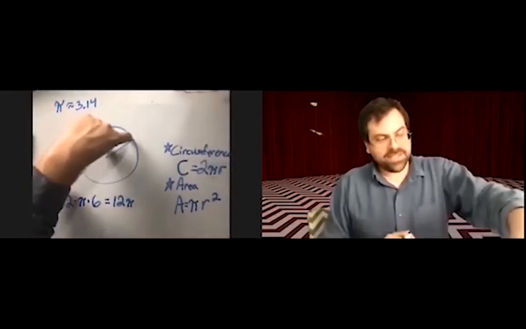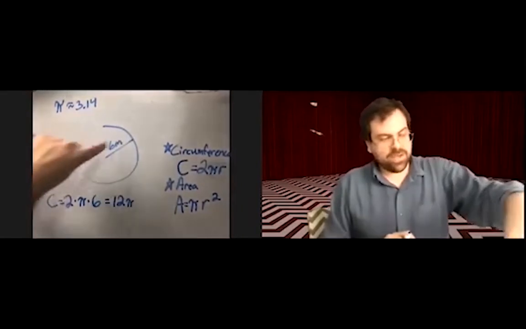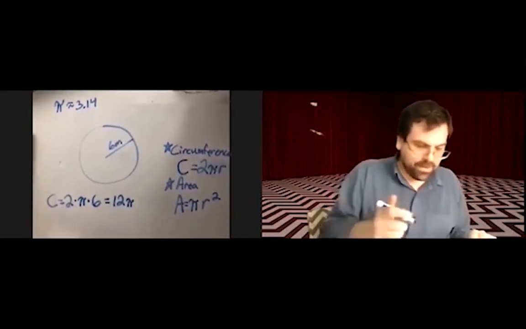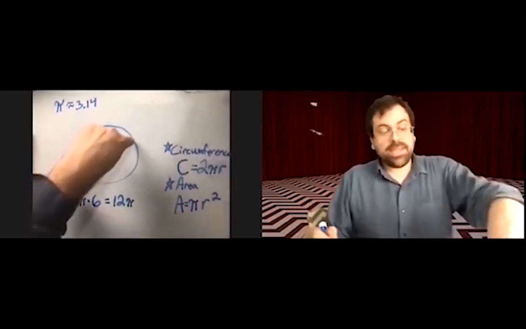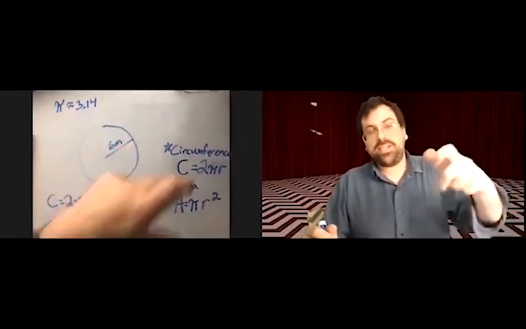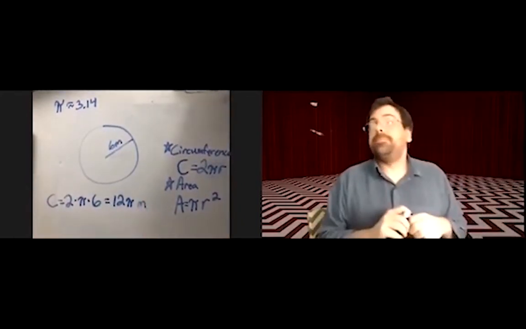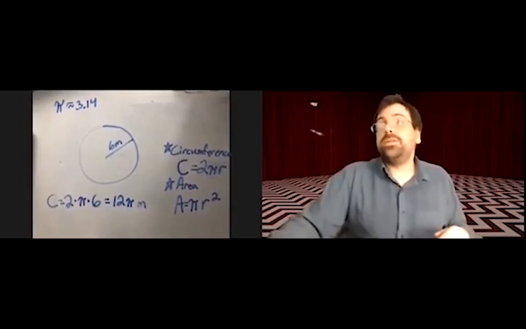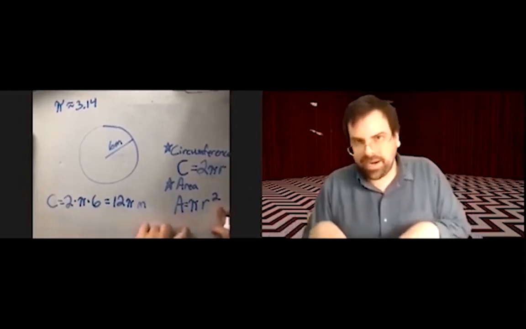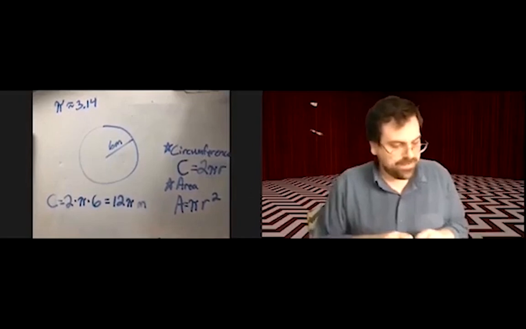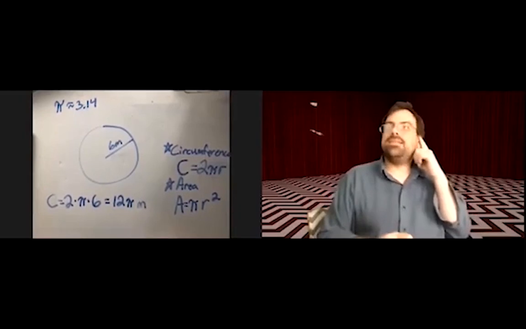That makes sense. If 6 is the radius, then the whole diameter would be 12. Pi times the diameter, 12 times pi. Since it's just distance around, not stuff inside, it's still going to be meters, not meters squared. Meters squared, that's going to be for area when we multiply meters times meters. So 12 pi meters would be the exact answer here.